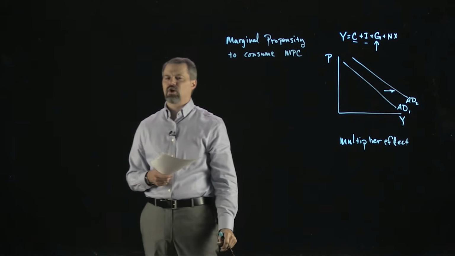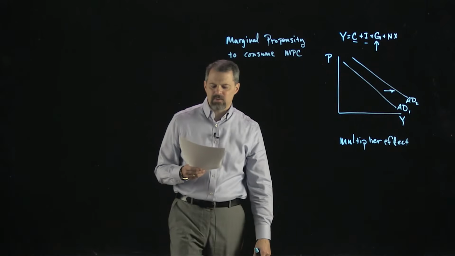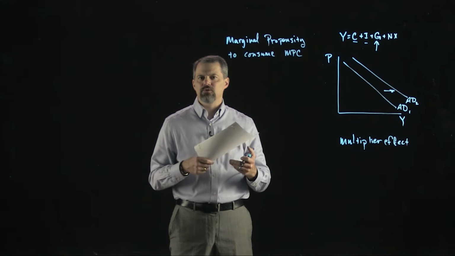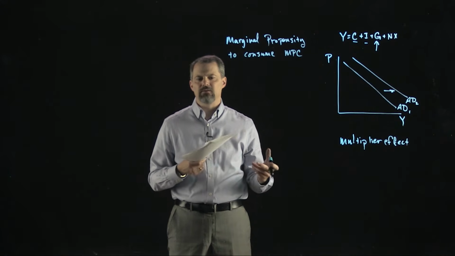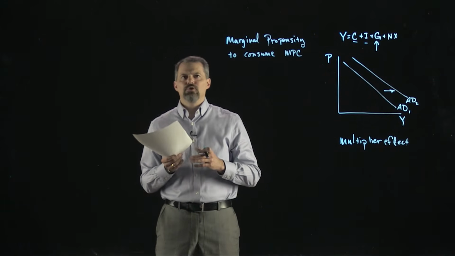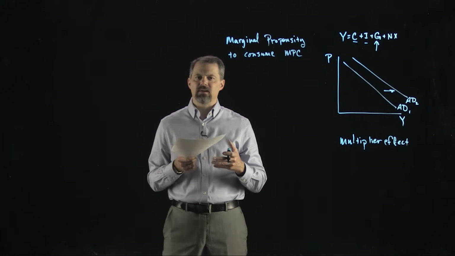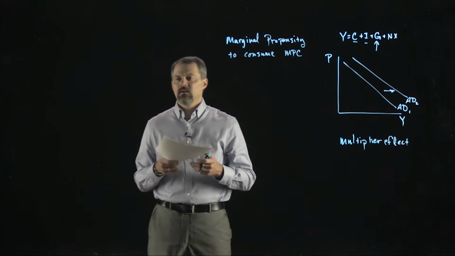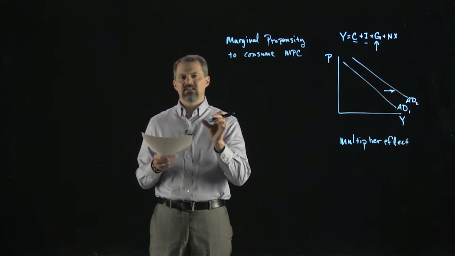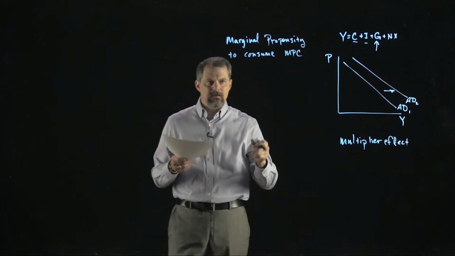We can also think about the marginal propensity to save. I'll show you that here in just a second. The marginal propensity to consume is just the fraction of extra income that a household chooses to consume rather than save. So if you get another dollar of income and you choose to spend 3/4 of it and save 1/4, then the marginal propensity to consume would be 3/4. The marginal propensity to save would be 1/4. So the marginal propensity to save is 1 minus the marginal propensity to consume.